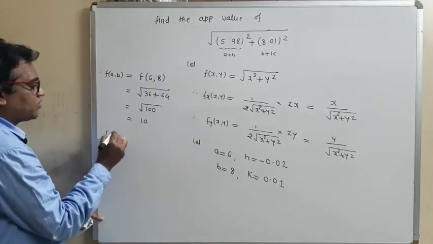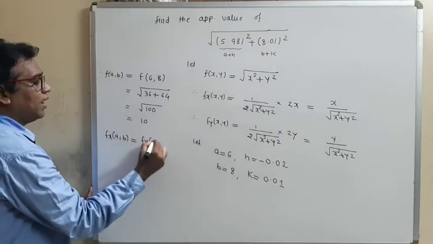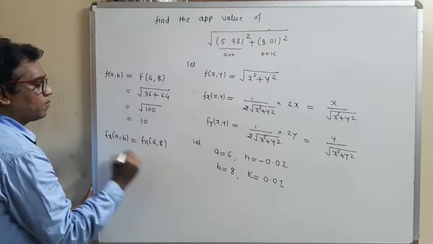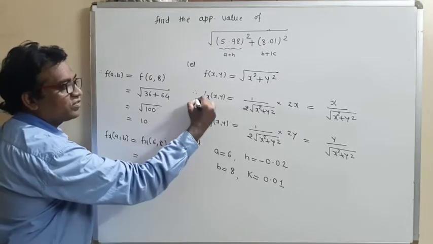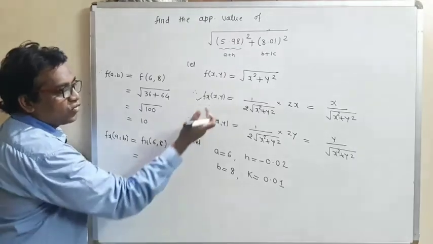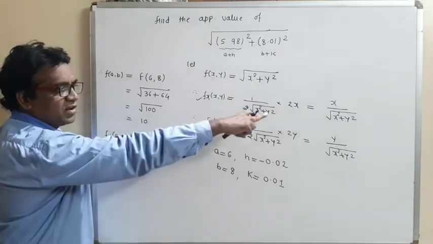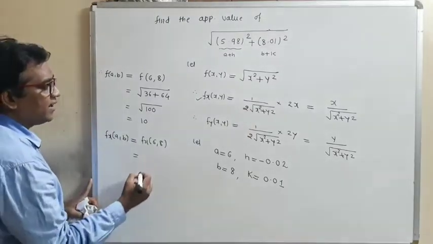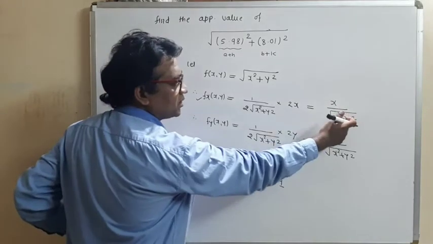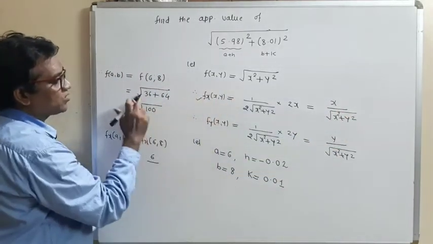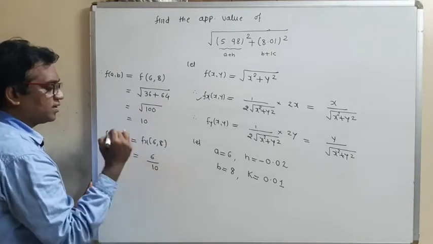Now find the next value, fx at (a, b), which is fx at (6, 8). This is our function fx, so from the function fx we want to find fx at (6, 8). Use that function: x is 6, and we have already found the quantity under root x square plus y square, that is 10. So this is 6 upon 10.